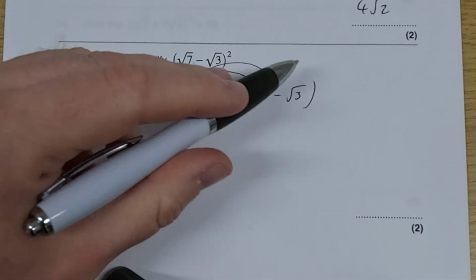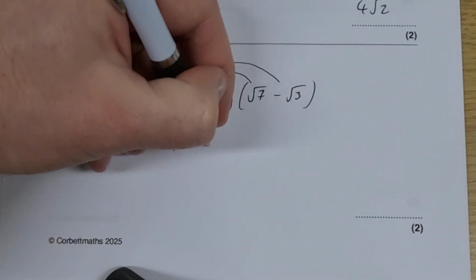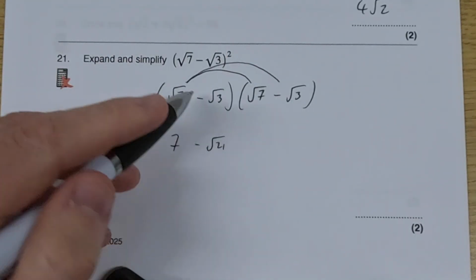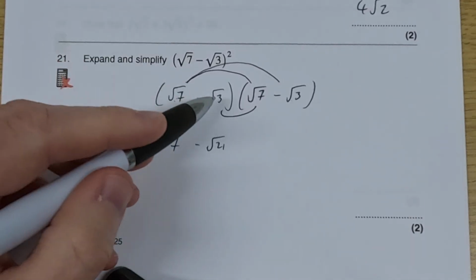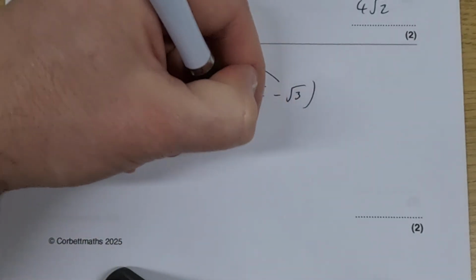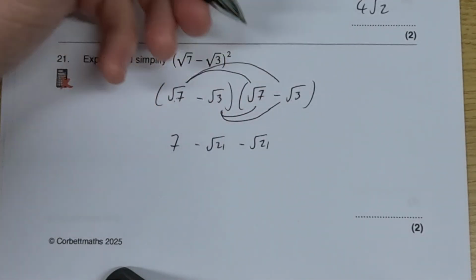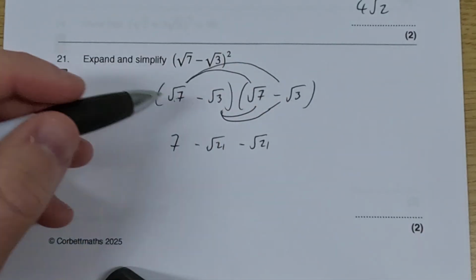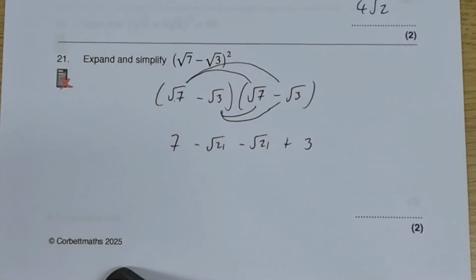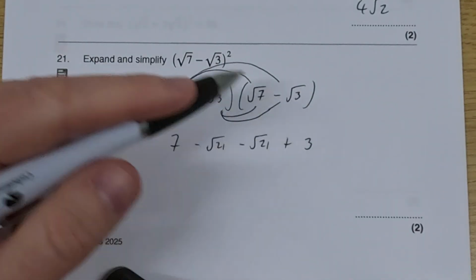Well, root 7 times root 3 will be root 21, and it's a positive times a negative, so it will be minus root 21. Then we've got minus root 3 times root 7. Well, root 3 times root 7 is root 21. A negative times a positive is a negative, so it's going to be minus root 21 again. And then finally, minus root 3 times minus root 3. Well, negative times a negative is a positive, and root 3 times root 3 is 3.